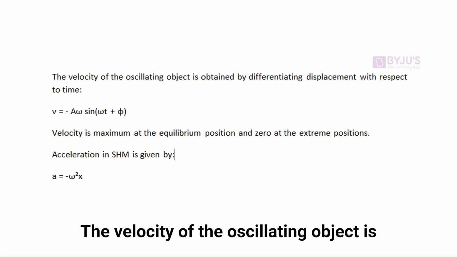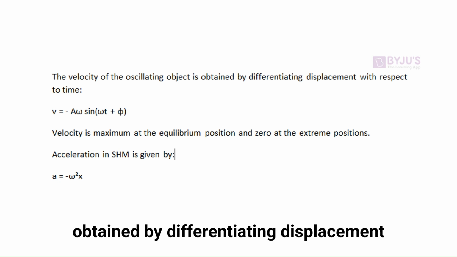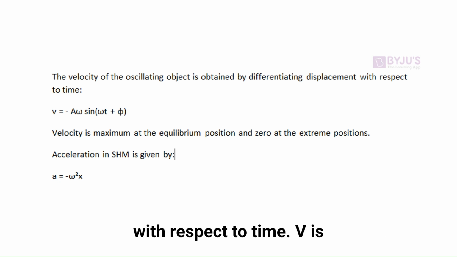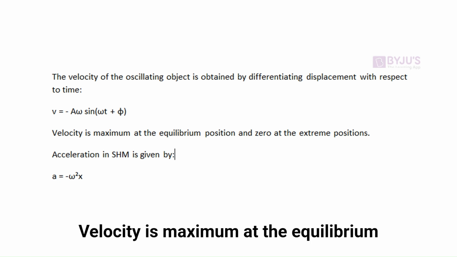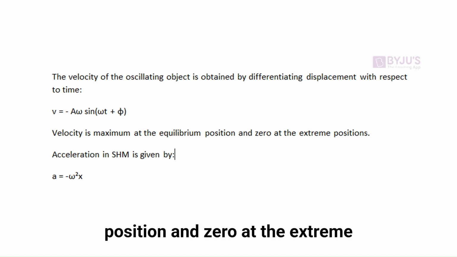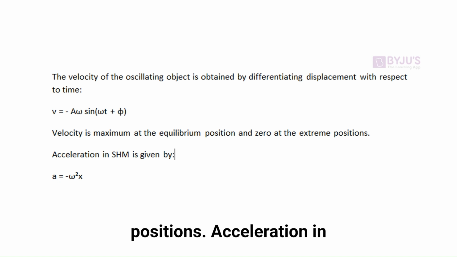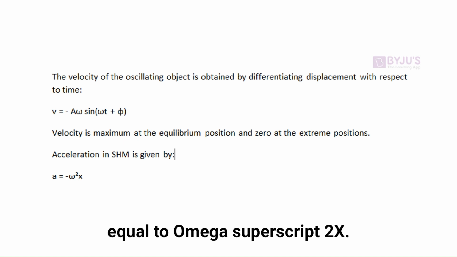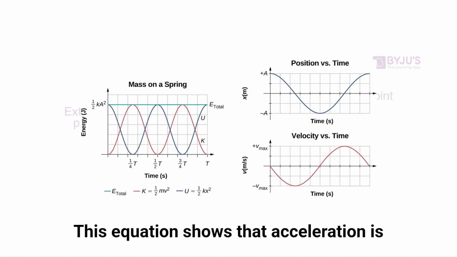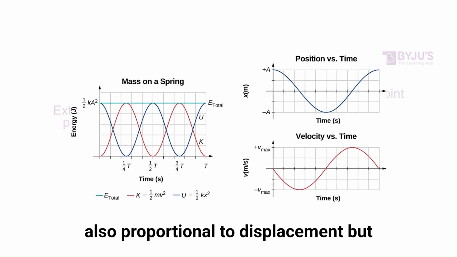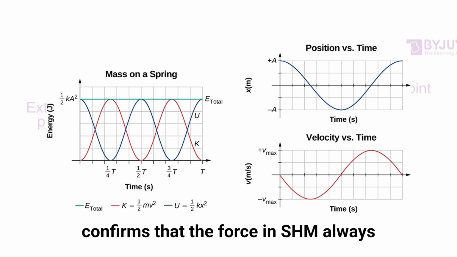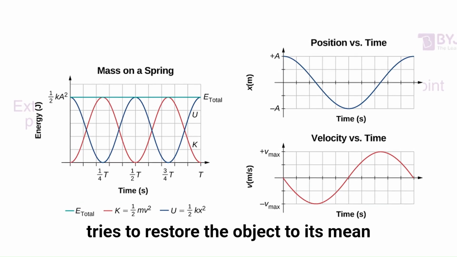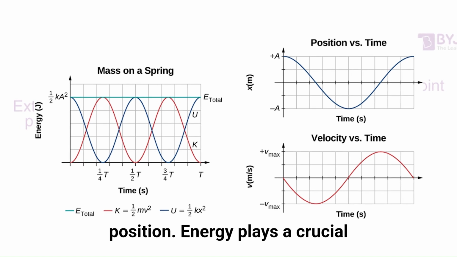The velocity of the oscillating object is obtained by differentiating displacement with respect to time. v = −Aω sin(ωt + φ). Velocity is maximum at the equilibrium position and zero at the extreme positions. Acceleration in SHM is given by a = −ω²x. This equation shows that acceleration is also proportional to displacement but acts in the opposite direction. This confirms that the force in SHM always tries to restore the object to its mean position.